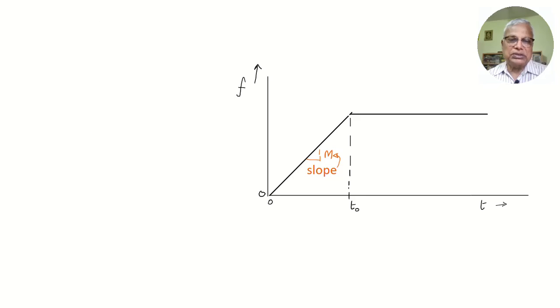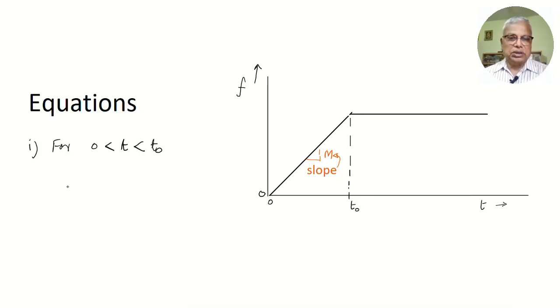Now we have to write equations for this. Since there are two parts of this curve, one from 0 to t naught, which is a straight line, linearly changing, and after t naught, a constant horizontal line, we need two mathematical equations to describe this forcing function. First, for the period t between 0 and t naught, that is t greater than 0 but less than t naught, it is a simple linear equation, the equation of a ramp function.